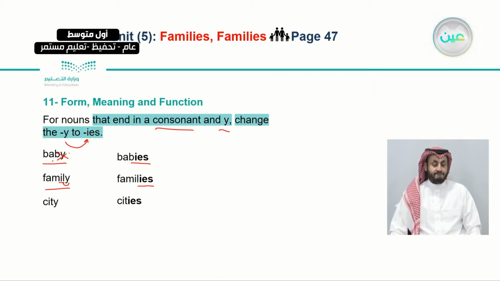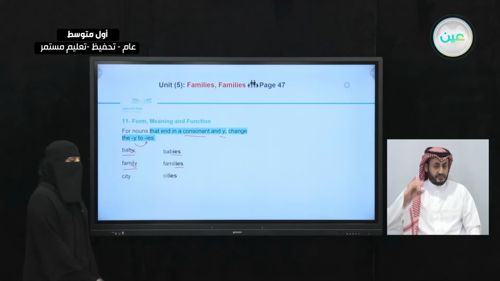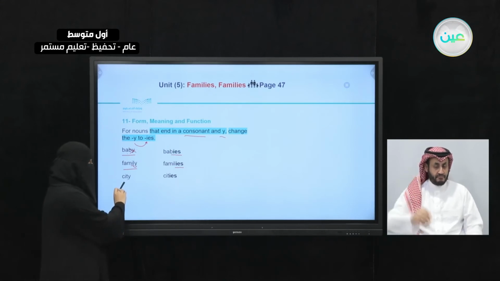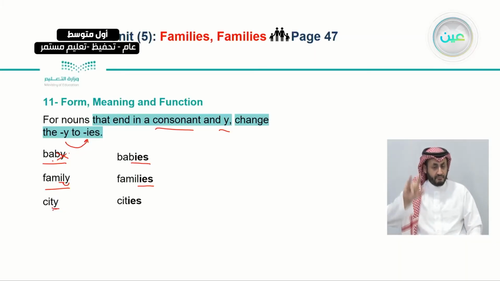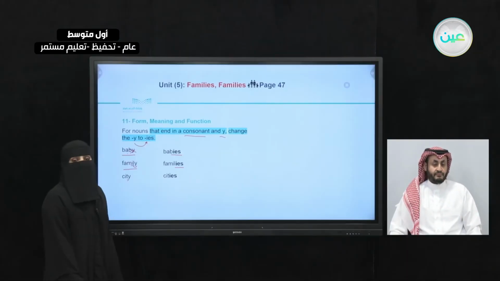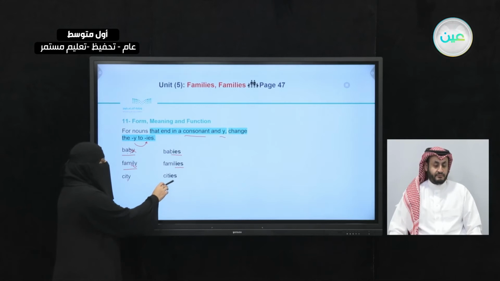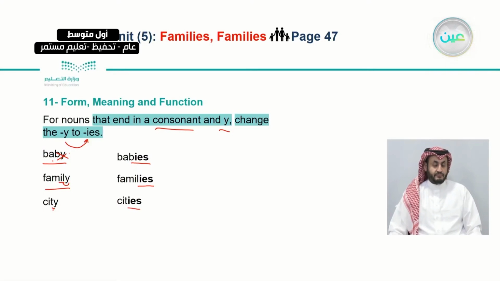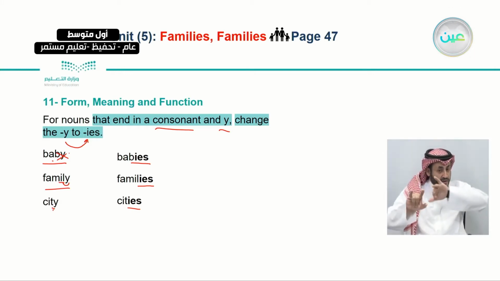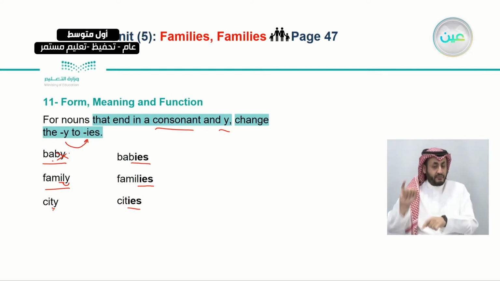How about city? Okay, we have the T, it's a consonant, followed by the Y. So in this case, what should we do? We change the Y into IES: cities. Again, the rule says that the nouns that end in a consonant, all the letters except the 5 vowels, followed by Y, we change the Y into IES.